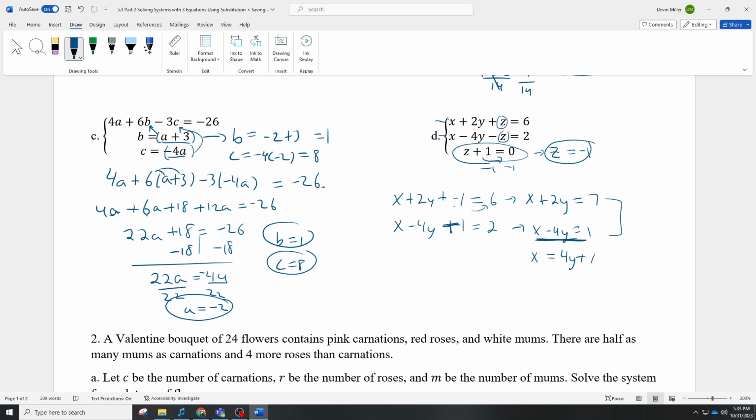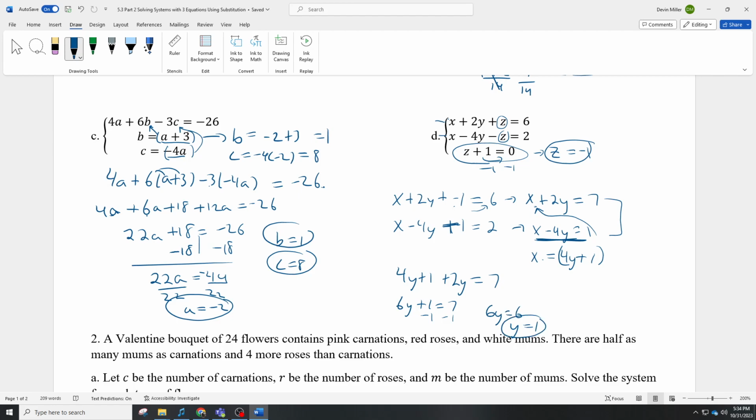Once you do that, we can take this whole quantity and substitute that into the top equation we have up here for x. So it would be 4y plus 1 plus 2y equals 7. Combine like terms, we get 6y plus 1 equals 7. Subtract the 1, we're going to get 6y equals 6. Divide by 6, you get y equals 1.